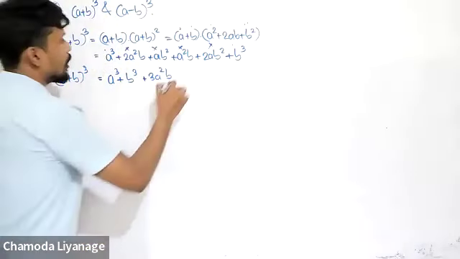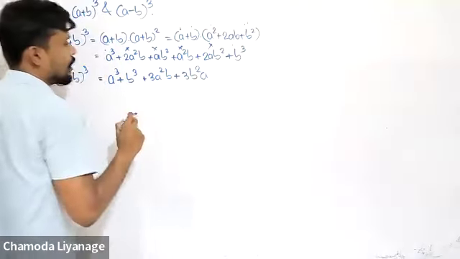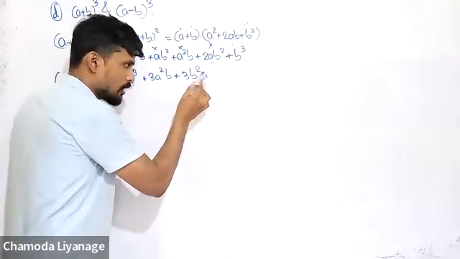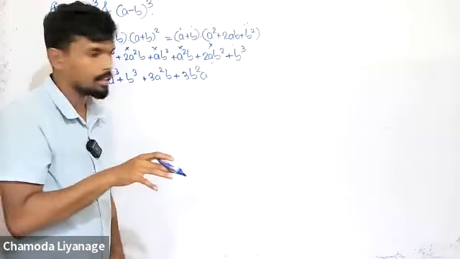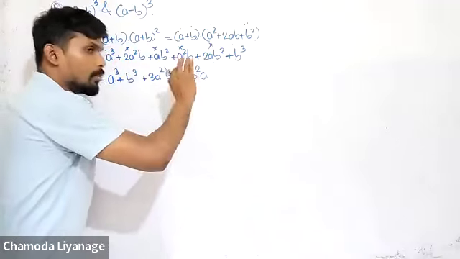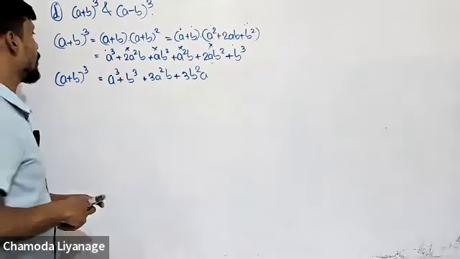3ab squared. I will write it as 3b squared a. Same one, ab squared, or b squared a, right? So I will write it as 3b squared a, not ab squared. I will write it as b squared a, right?